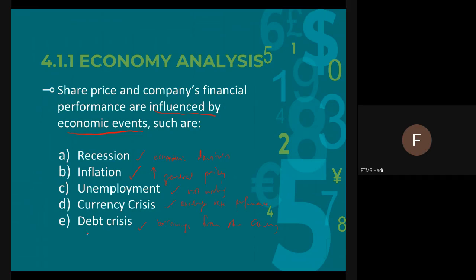So those five events are examples of events that influence share price or stock price. Especially during recession, the share price goes down massively. Let's say before this, the share price of company A is 10 ringgit, and after the recession, most of the investors sell their shares, and suddenly it goes down to 2 ringgit. Can you imagine the massive drop from 10 ringgit to 2 ringgit because most of the investors are selling back their shares? That is one example of economic analysis.